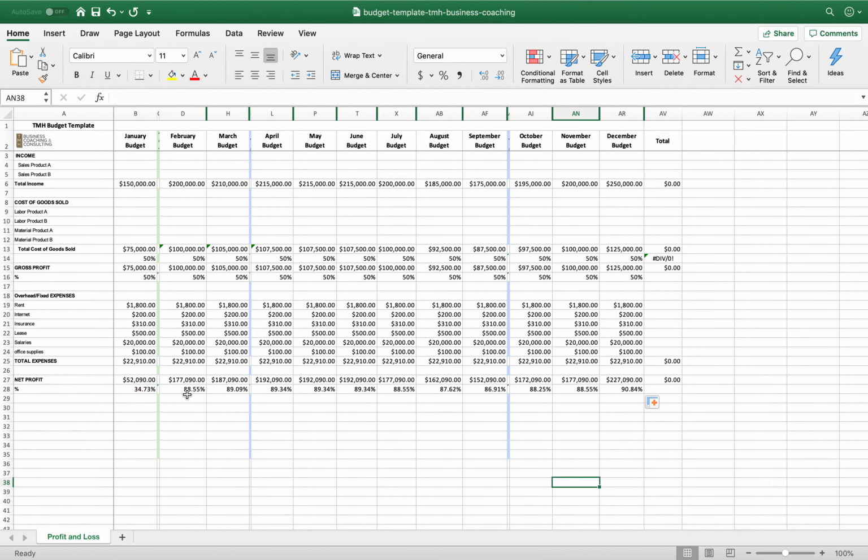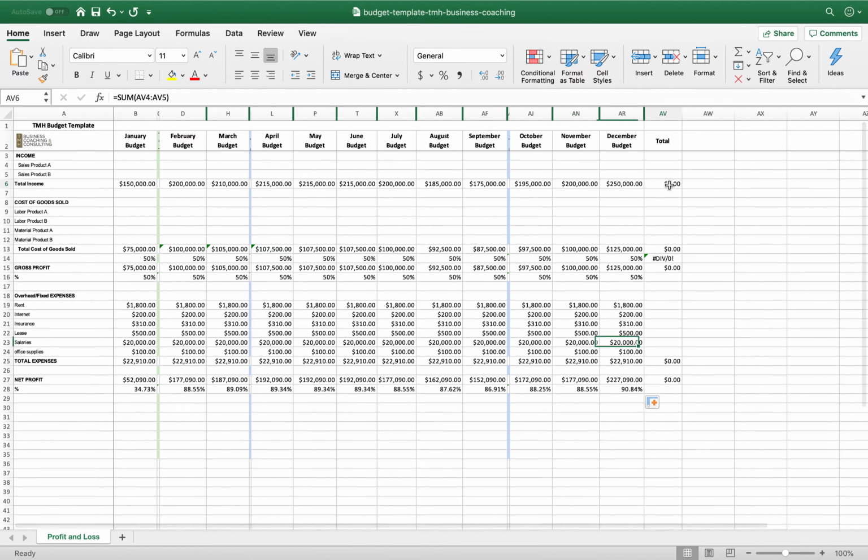Those are very, very good profit margins. So you can see how increasing your revenue really upped your profit margin. Usually when you increase your revenue, you have to increase some cost to support that revenue increase, but ideally you can increase your revenue without proportionally increasing your costs. So this is how you build your budget, okay?